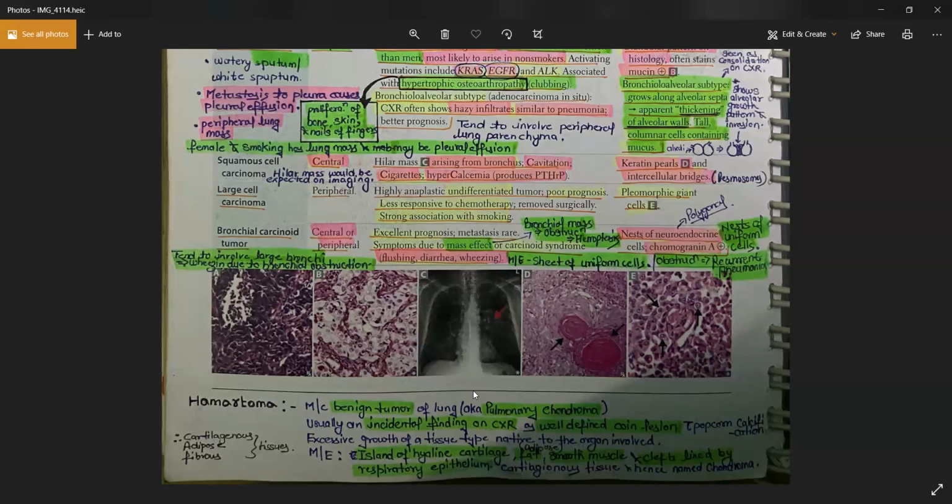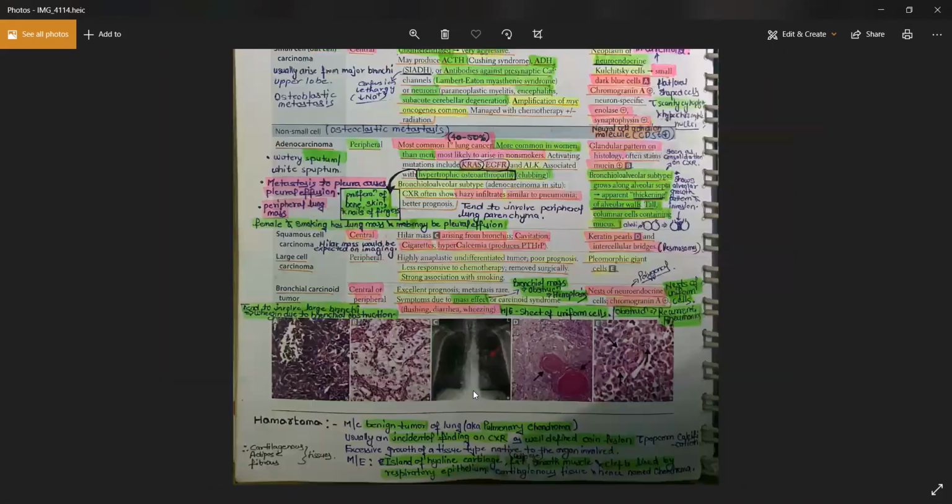So the examiner can ask you, what are the features of a pulmonary hamartoma? It must be having cartilage, hyaline cartilage. You must say hyaline cartilage, smooth muscle, respiratory epithelium, adipose tissue. These are all the findings in the hamartoma.